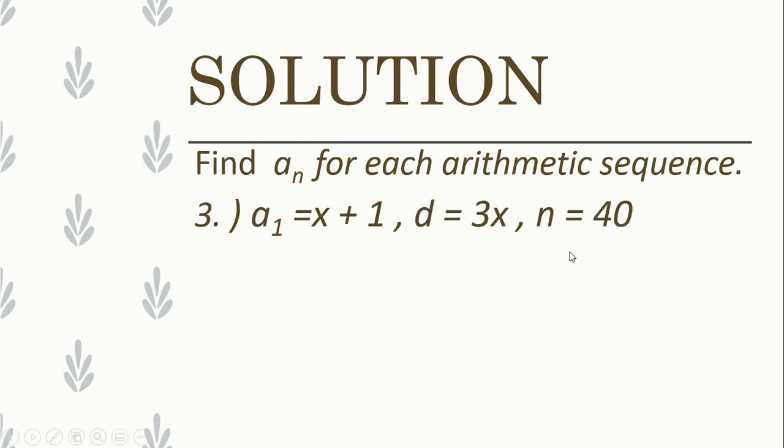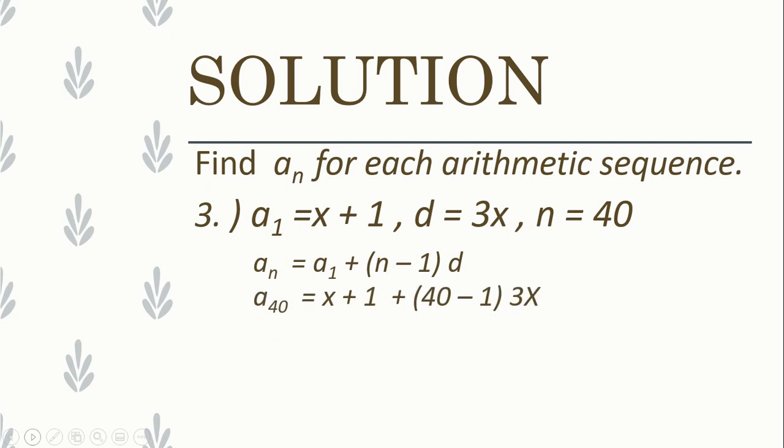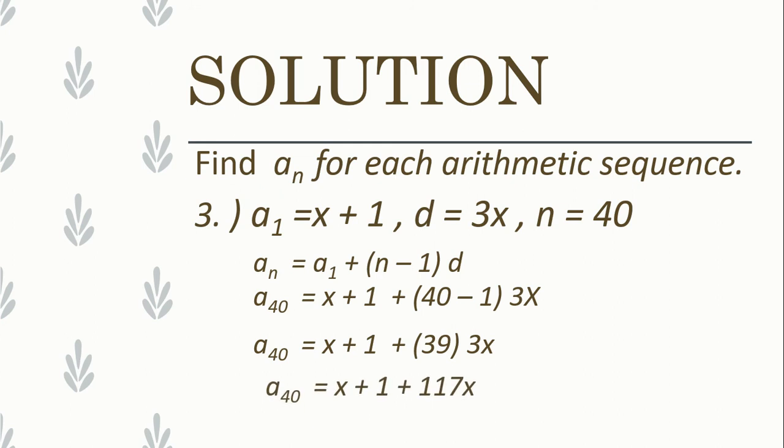Number 3, the first term is equal to x plus 1, the common difference is equal to 3x, and n is equal to 40. By substitution, 40th term is equal to x plus 1 plus 40 minus 1 times 3x. 40 minus 1 is equal to 39 multiplied by 3x, that is 117x, added to the first term, which is x plus 1.